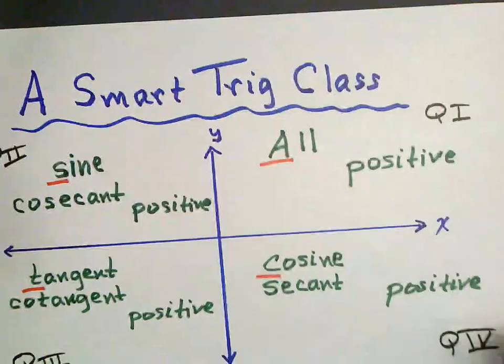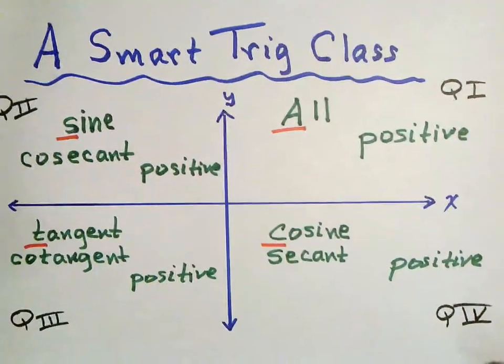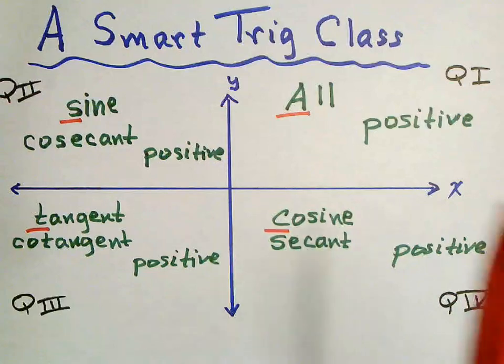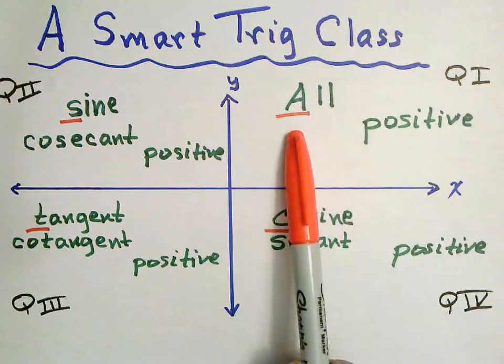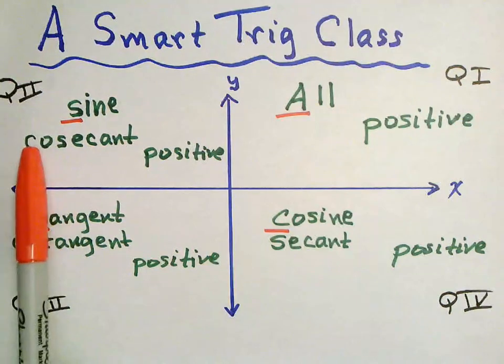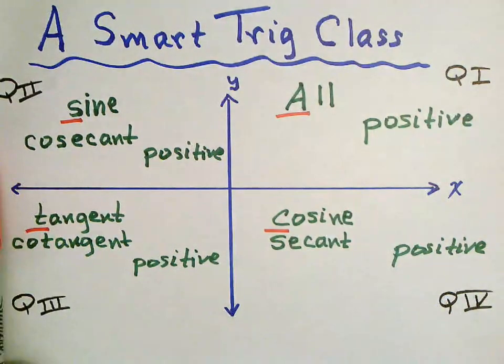Here's a quick review also of a smart trig class, which reminds us which trig functions are positive in which quadrants. In the first quadrant, all the functions are positive. In the second quadrant, only sine and its reciprocal cosecant are positive. The other four will be negative. In the third quadrant, just tangent and its reciprocal function cotangent will be positive. In the fourth quadrant, just cosine and its reciprocal function will be positive. So that was a quick review of that.